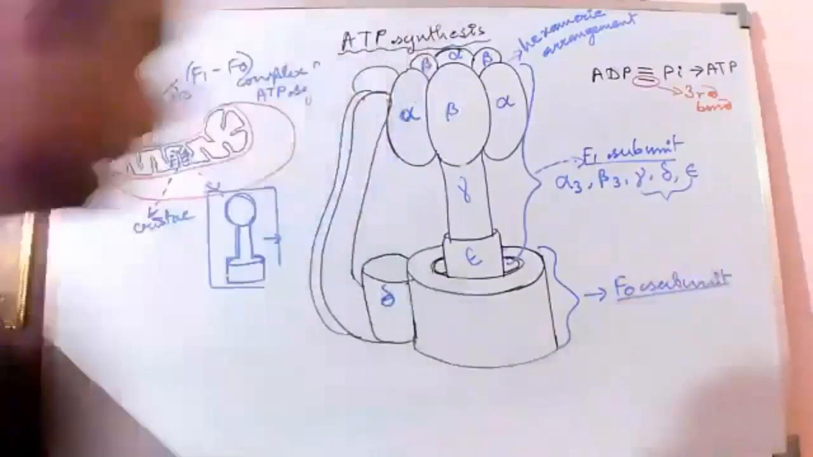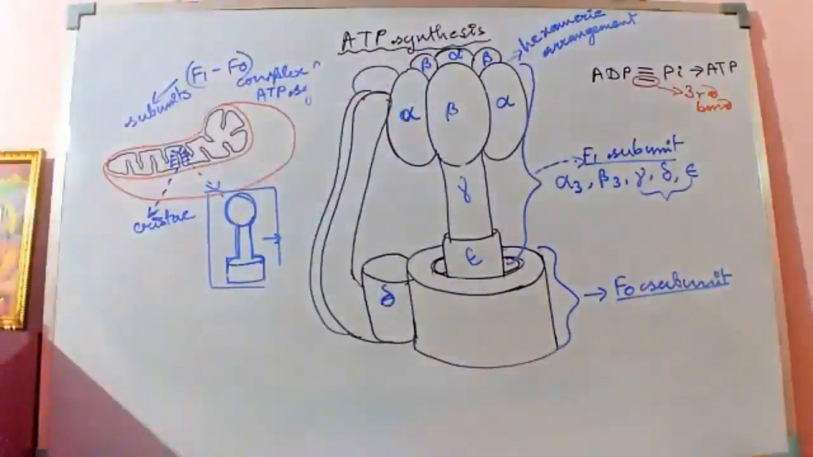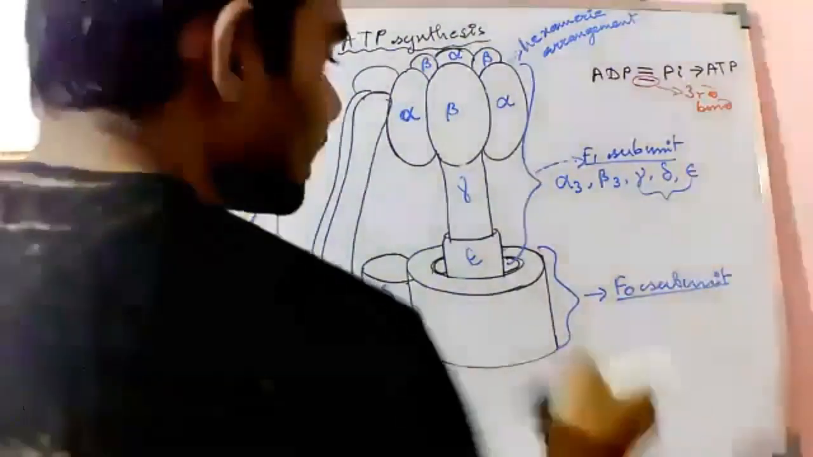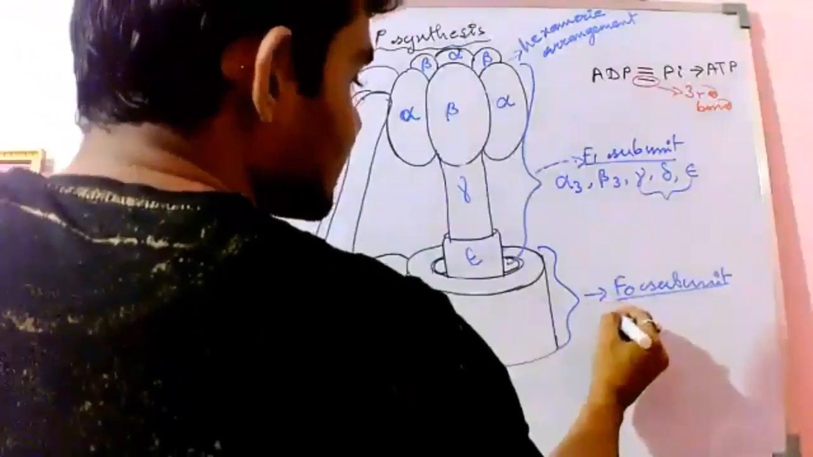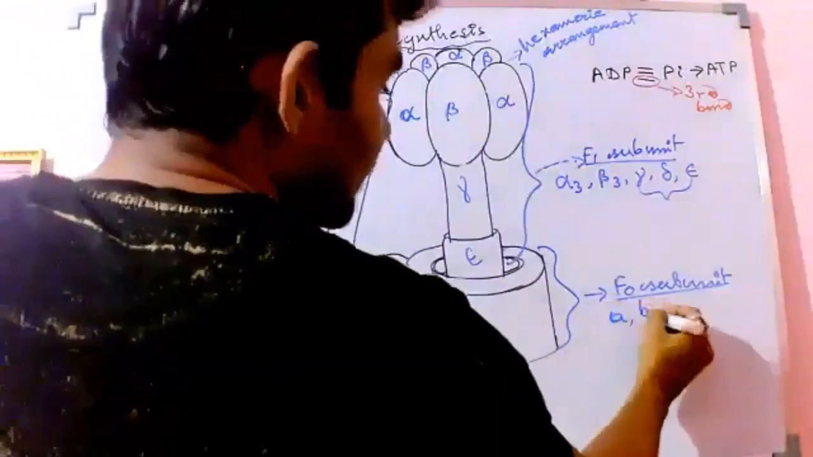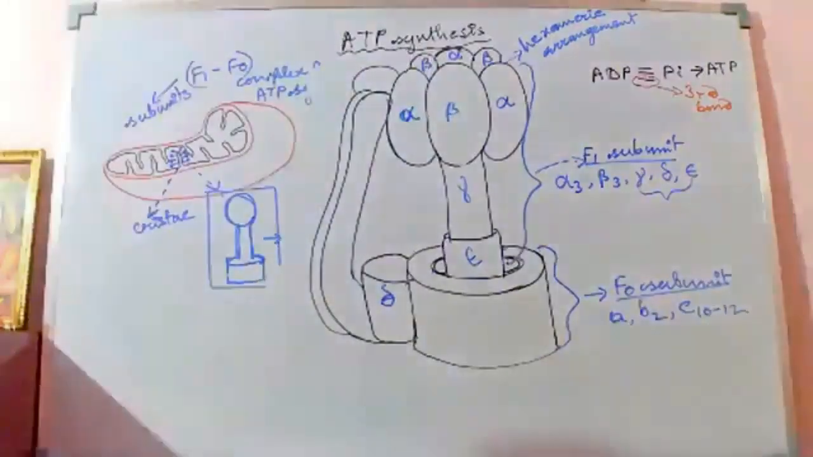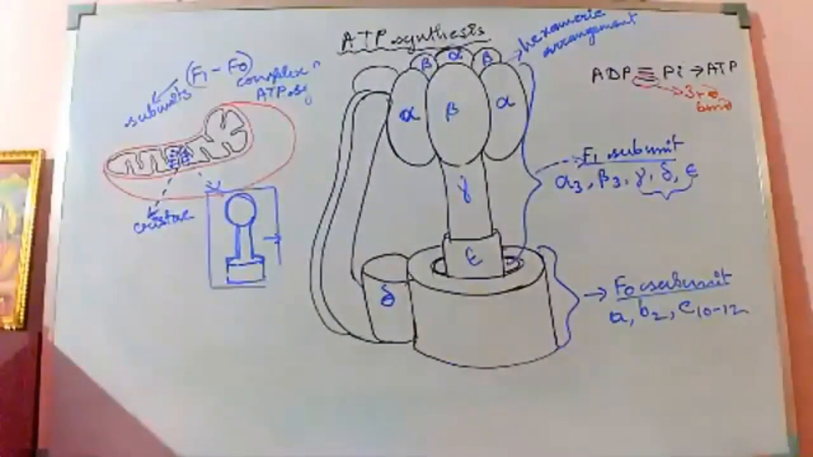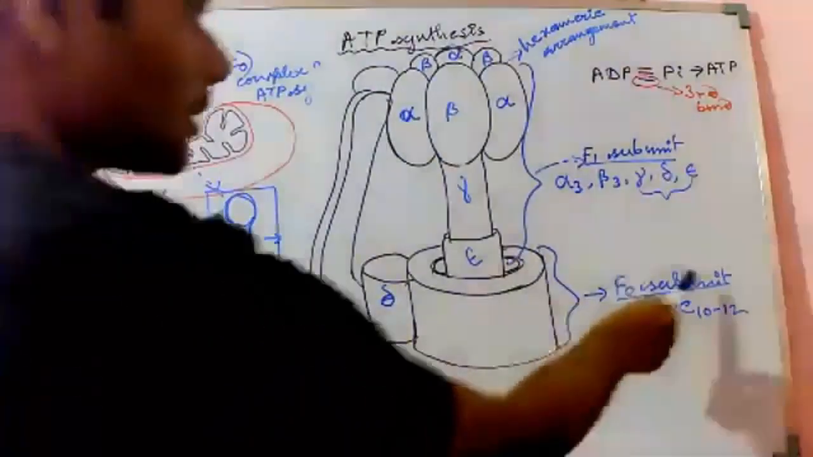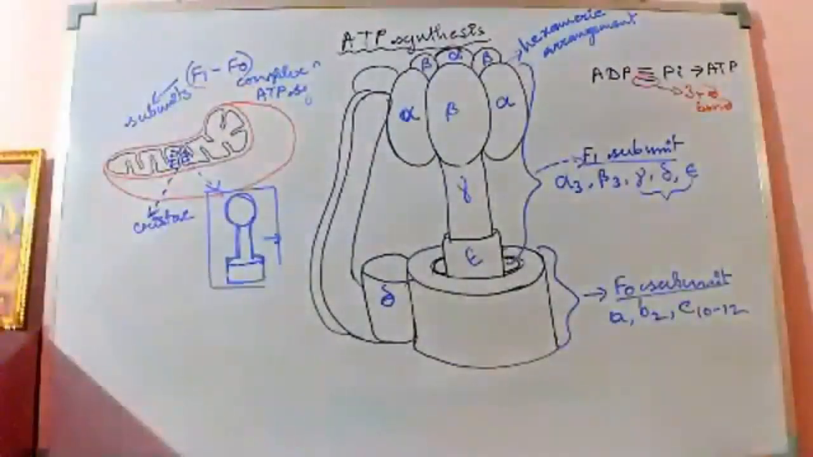The F naught subunit has 3 micro subunits. The F naught group is A, B2 and C10 to 12. This F naught subunit is having 3 micro subunits, that is A, B2 and C10 to 12.